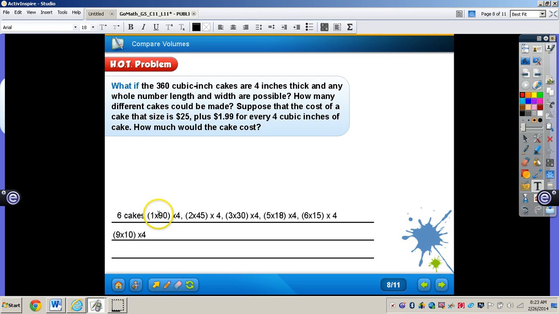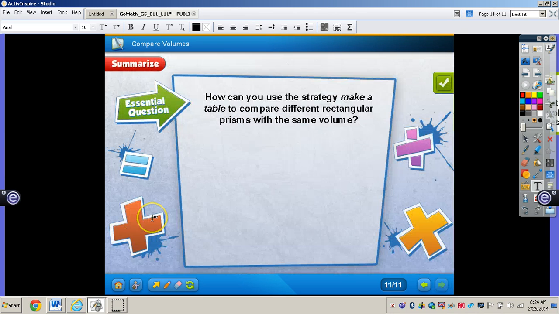Okay, so you can see that there are 6 different cakes. The key thing that we need to remember is that the cakes are 4 inches thick, and any whole number length and width are possible. So we needed to keep that in mind. We need to think about what times 4 would equal 360. So we know that 90 times 4 equals 360. So we had to think of all the factors of 90, and that gave us the answer to our problem. So this does conclude the video about comparing volumes.